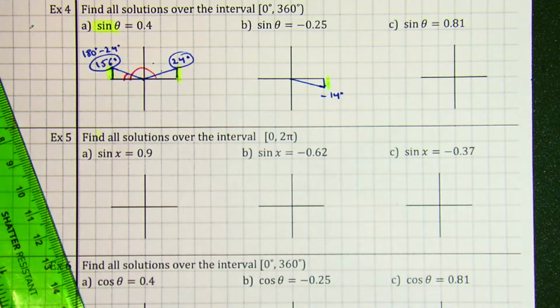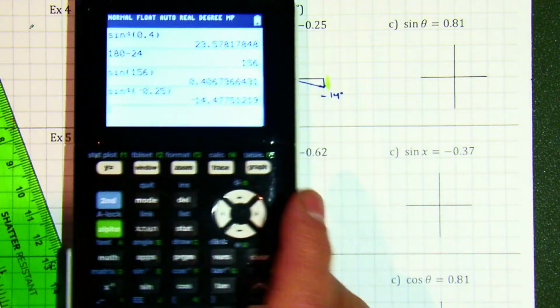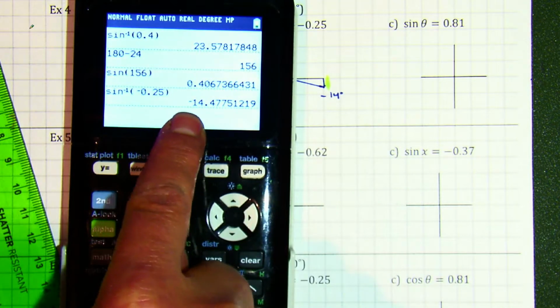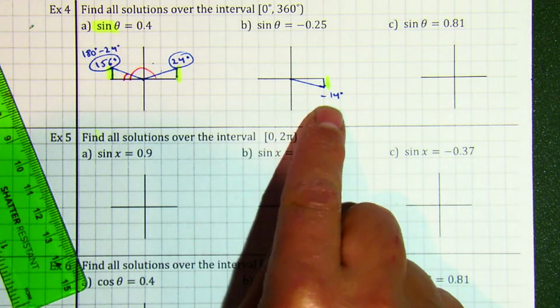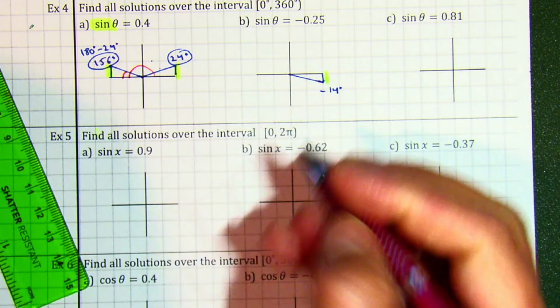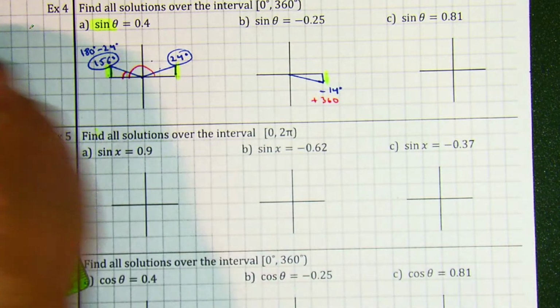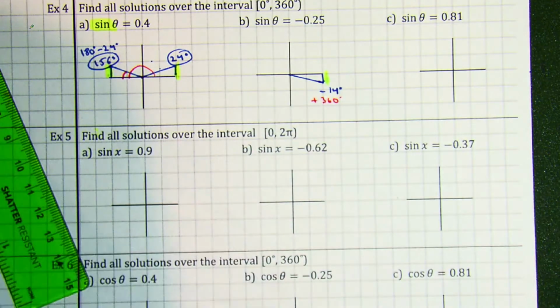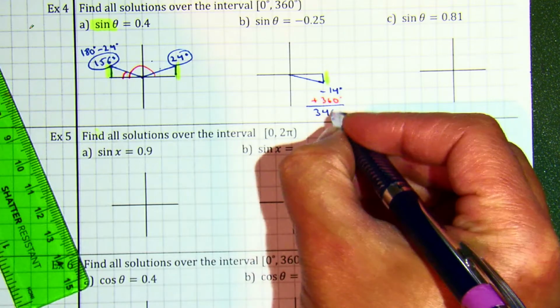First I need the positive version of that same angle, because I want it from 0 to 360. But your calculator is going to give you from negative 90 to 90 degrees. So therefore, what should I do to be able to find the positive version of the same angle, the coterminal angle? I need to add 360 degrees, and that's going to give you 346 degrees.